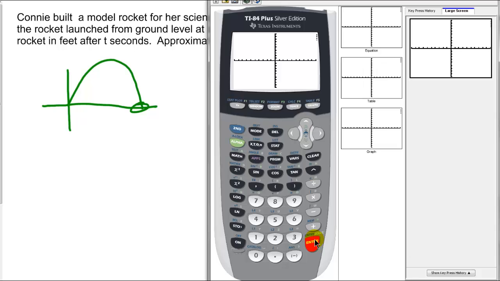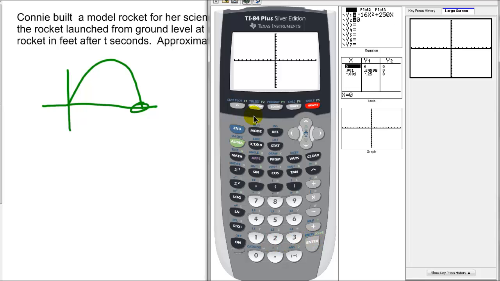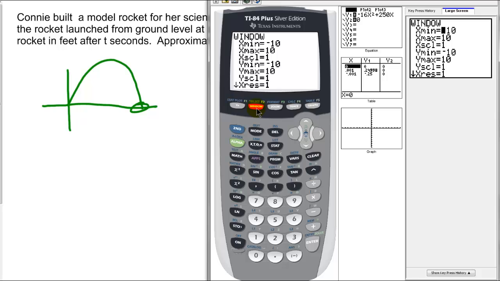So what we're going to have to do is adjust our window a little bit. Now, if I look at that window, I'm asking for x to be between negative 10 and 10. Well, that doesn't make a whole lot of sense because we're looking at negative time. I don't need to look all the way back to negative 10. In fact, I think I'll just go to negative 1. And then clearly we don't see it coming down in 10 seconds. So let's just go to 50 and see what that does for us.